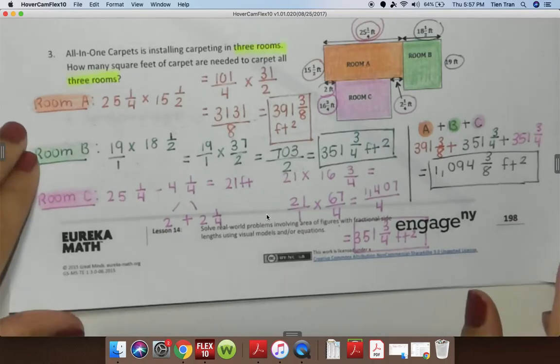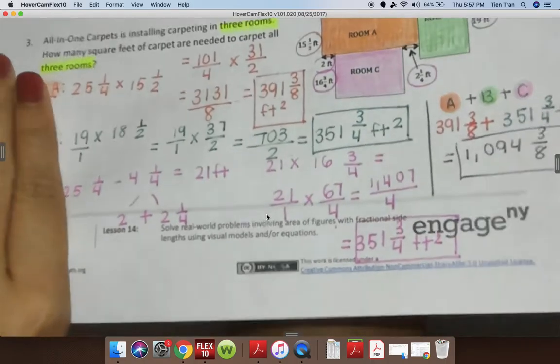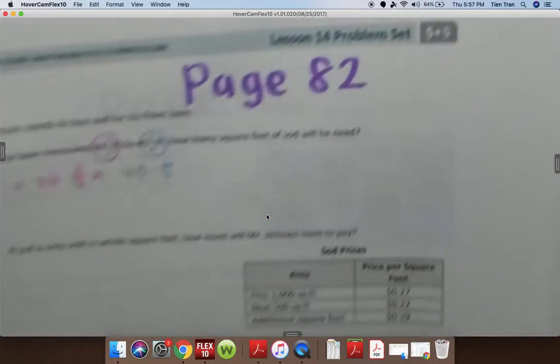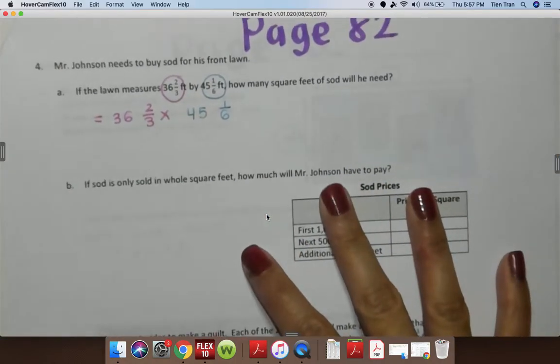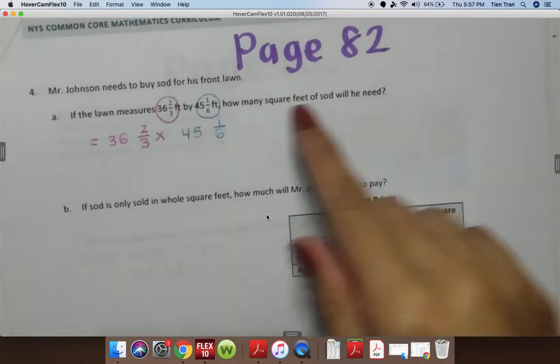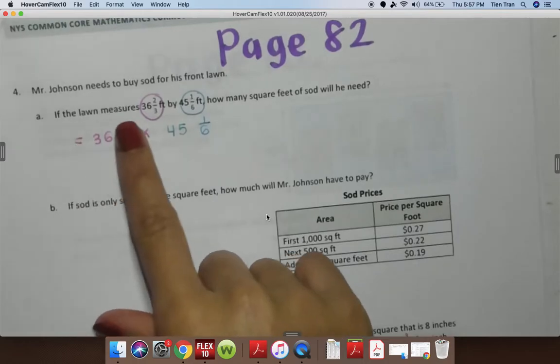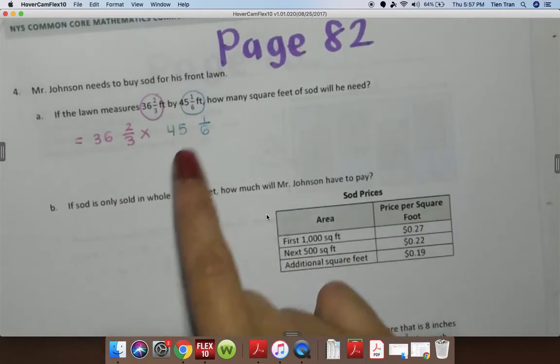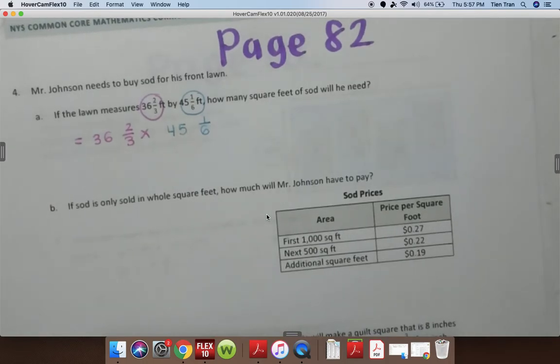I'm going to turn the page. And now we are on page 82. For page 82, it says Mr. Johnson needs to buy sod for his front lawn. If the lawn measures 36 2/3 feet by 45 1/6 feet, how many square feet of sod will he need?